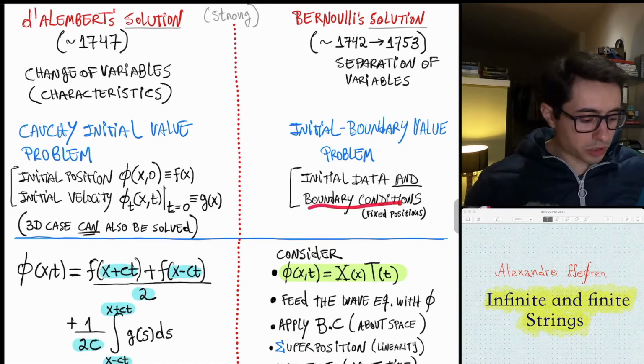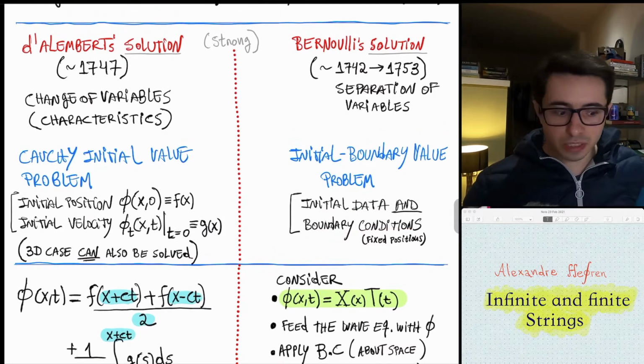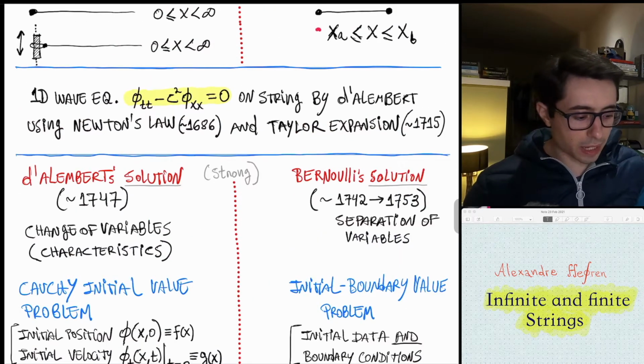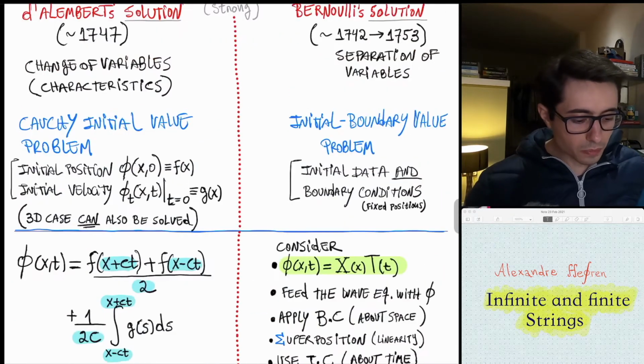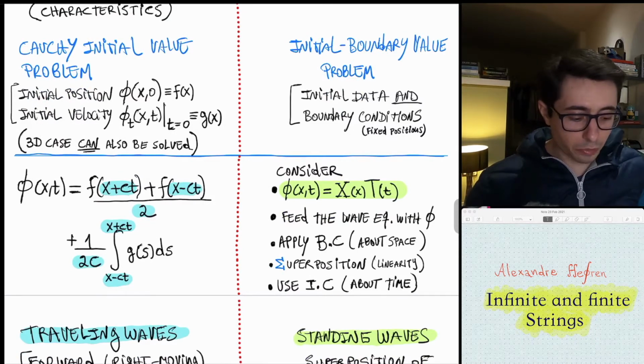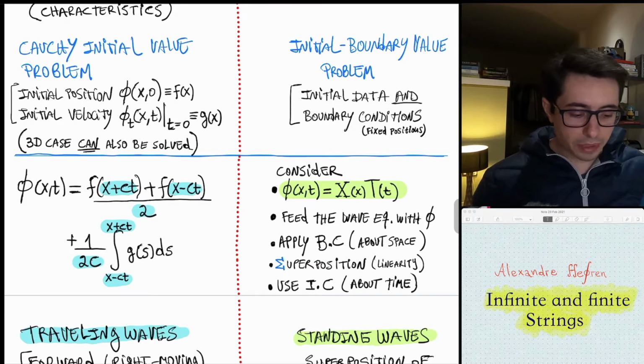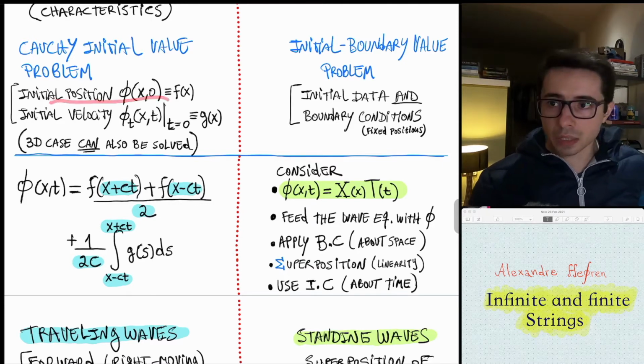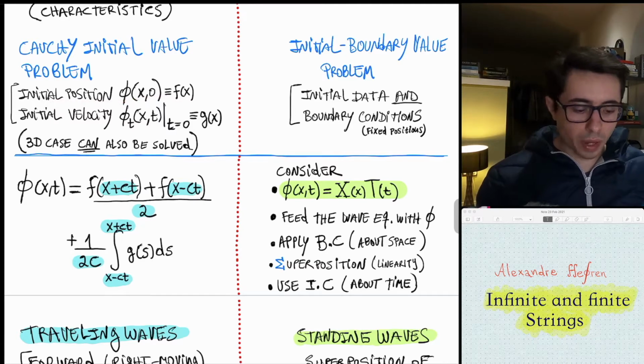And these boundary conditions are specified at the fixed positions, namely x_A and x_B, according to this picture. For the Cauchy initial value problem, we have the initial position, which we denote by f of x, as we mentioned before, phi of x, 0, where we set time equal to 0, so this is the initial position. And then we have our initial velocity, where we set time equal to 0 on the derivative of phi, and after taking the derivative, set it equal to 0, and this is our g of x, namely our initial velocity function.